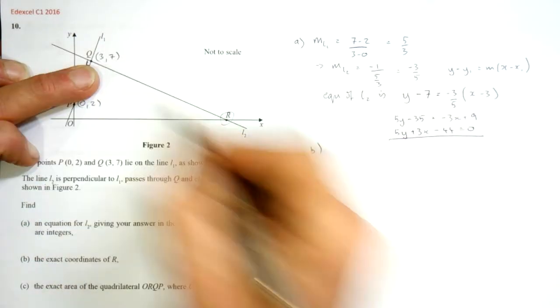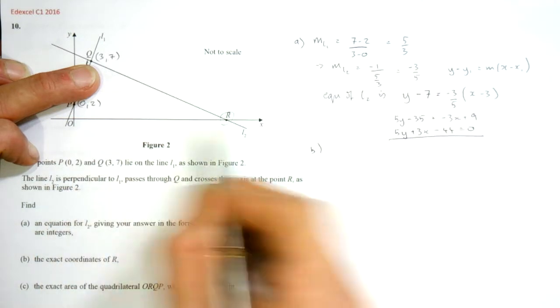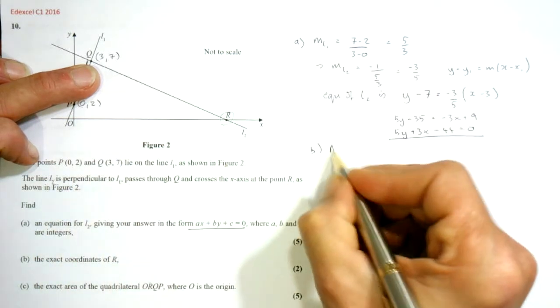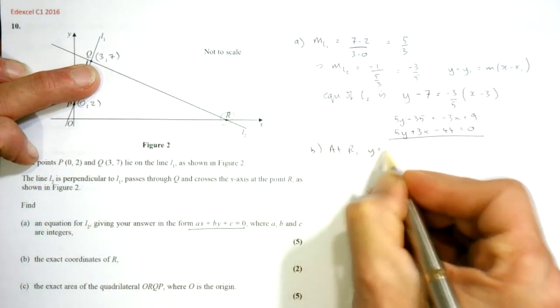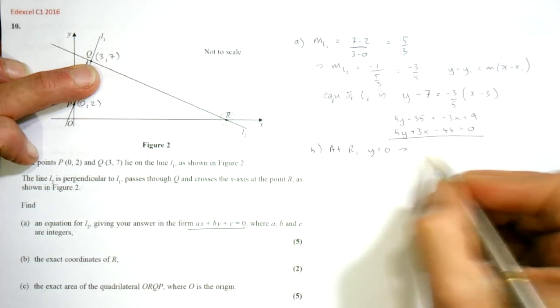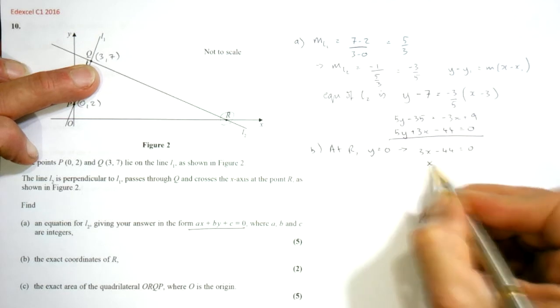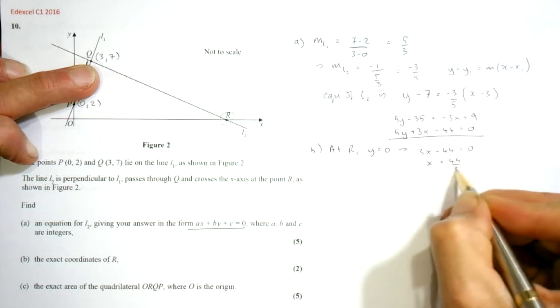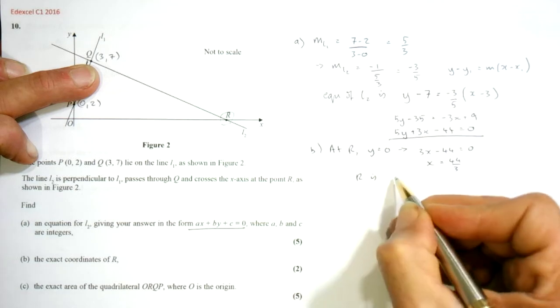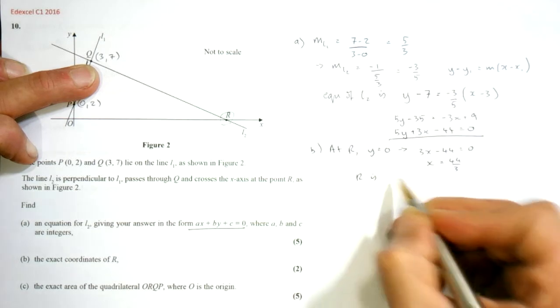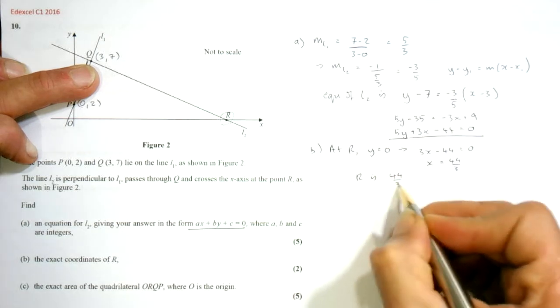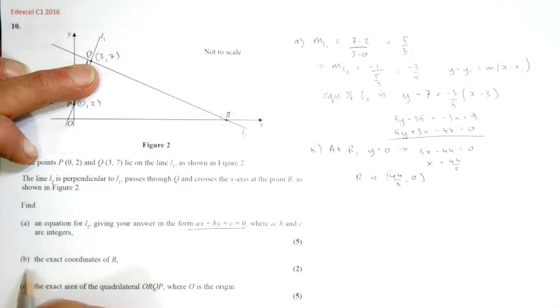Well, R is on line 2, and the y coordinate is 0. So at R, y is equal to 0, which gives us that 5 nothings is nothing, 3x minus 44 is equal to 0, so x is equal to 44 over 3. R is (44 over 3, 0), because that's what the question asks us for, the exact coordinates of R.